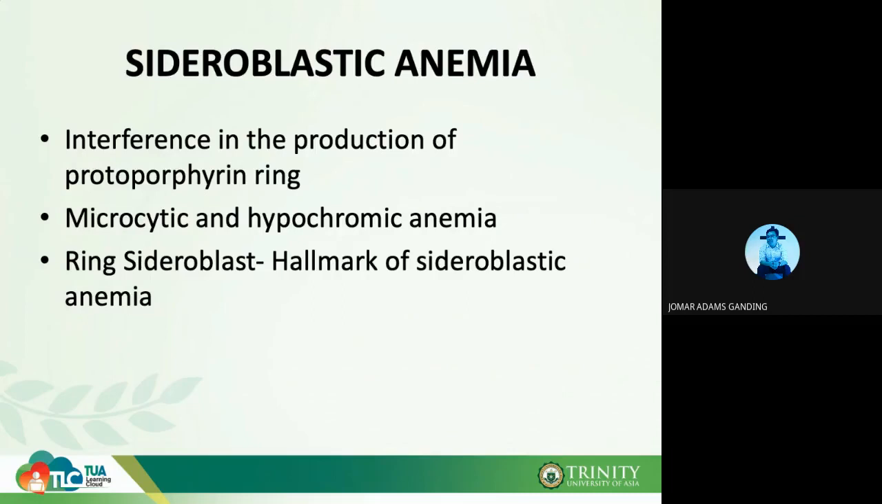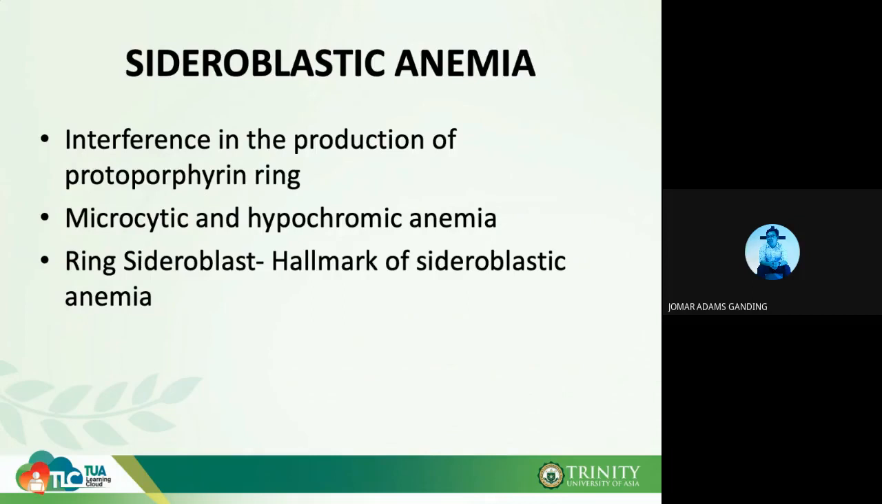And in that case, the deposition of those excess iron in your mitochondria will lead to the formation of your sideroblastic cells, or rather your ring sideroblast. So your ring sideroblast is the deposition of iron on your mitochondria.